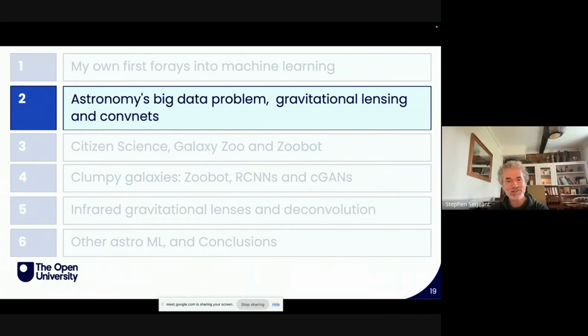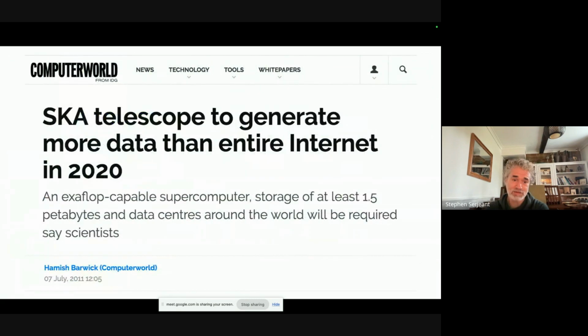It's quite interesting also that you've just had a talk from high energy particle physicists dealing with high luminosity LHC data. That's another gigantic data problem. So astronomy and particle physics are facing giant data avalanches at the moment. And I've got an article here from 2011 that the Square Kilometre Array telescope, which is being built now, will generate more data than the entire internet as it was in 2011 by 2020.